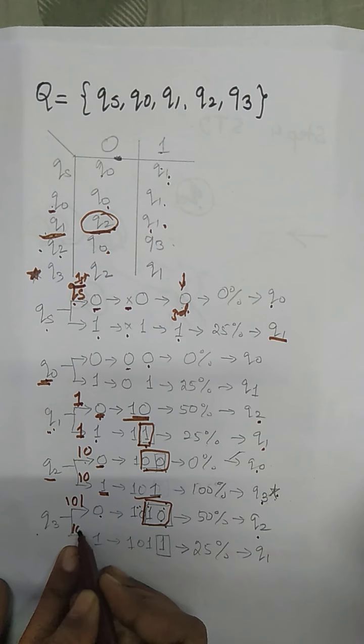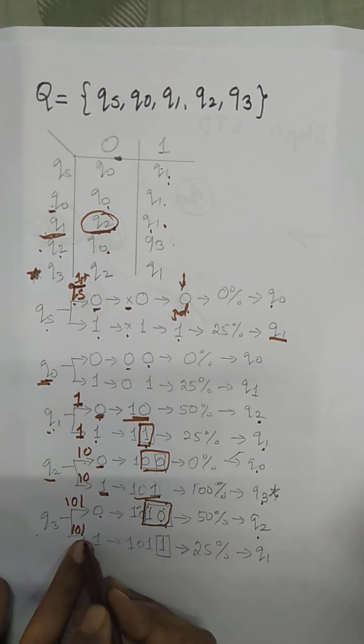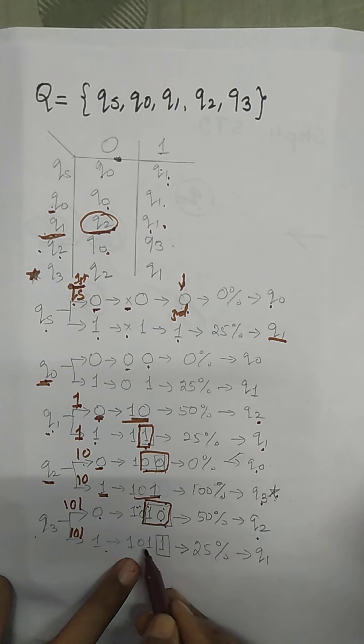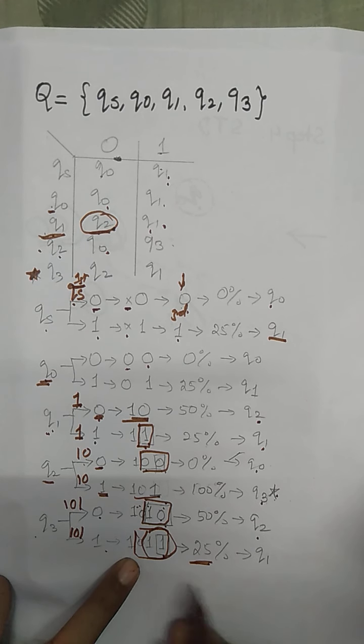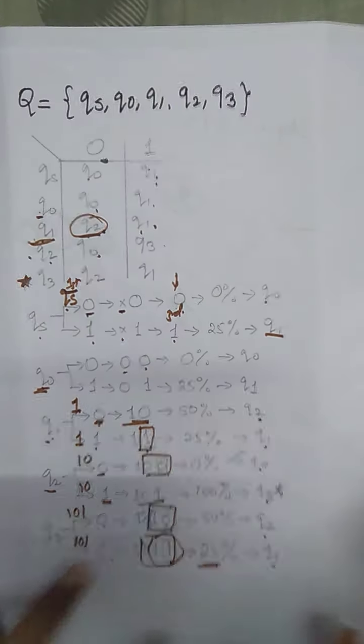Q3, what is Q3? The string represented by Q3 is 1 0 1, with the next bit as 1. Out of these 3 positions, the last 2 positions represent only 25% of your required string. That's why it is going to Q1. So Q3 on 1 goes to Q1.